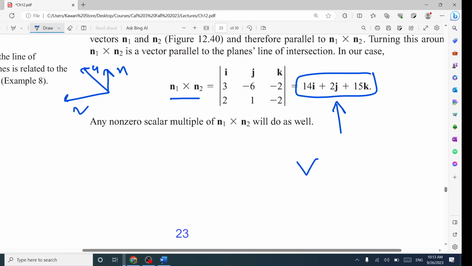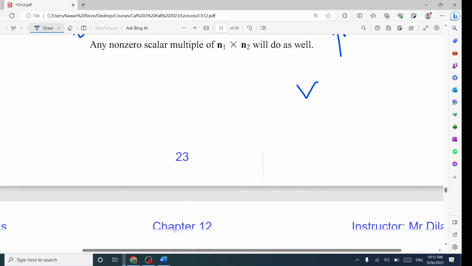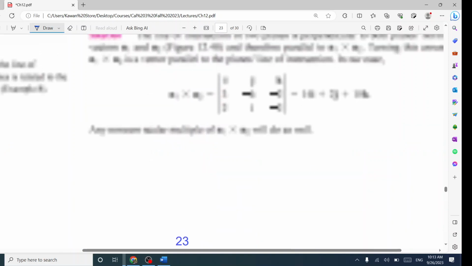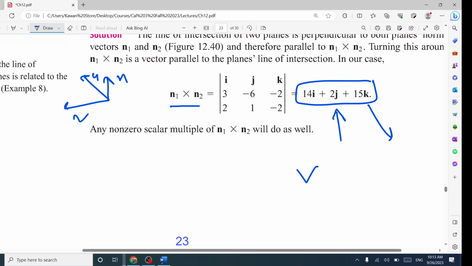This is the vector. So how do we bring the point? V is ready, right? V is ready. But for parametric equations, we need two things: V, and a point. So already we found V, right? So how do we bring the point?